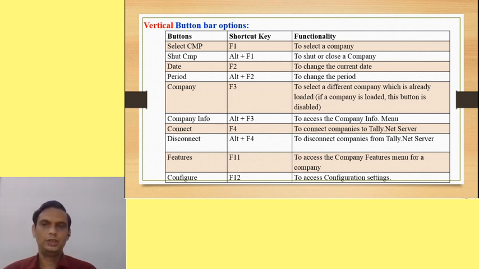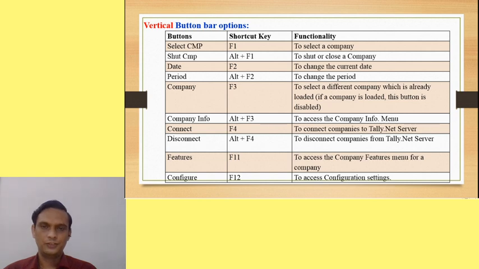Date, shortcut key F2, to change the current date. When we want to change the date, chronologically date wise, at that time we should change the date. Next one, period, Alt plus F2, to change the period. It is used to change the period.